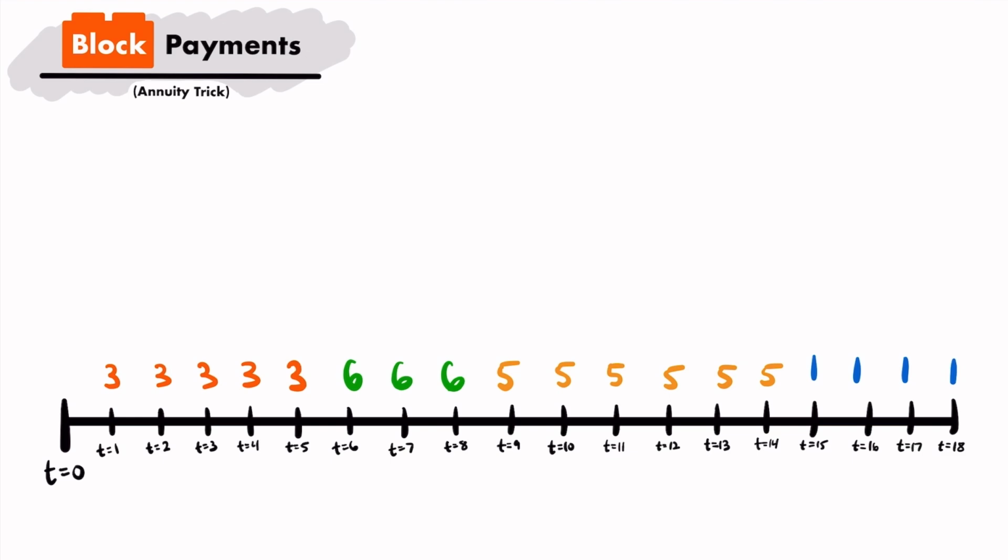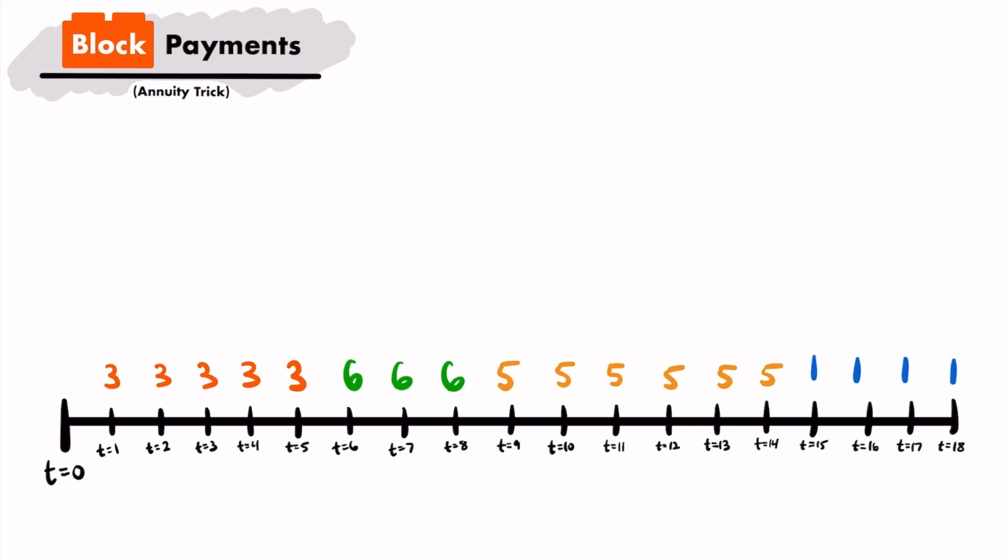This is different than something like an arithmetic annuity or a geometric annuity, where the payments are changing with some kind of pattern, whether that be a geometric progression or an arithmetic progression. That is not what is going on here. There's no clear pattern that we can represent with some kind of formula. These are just different blocks of level payments.